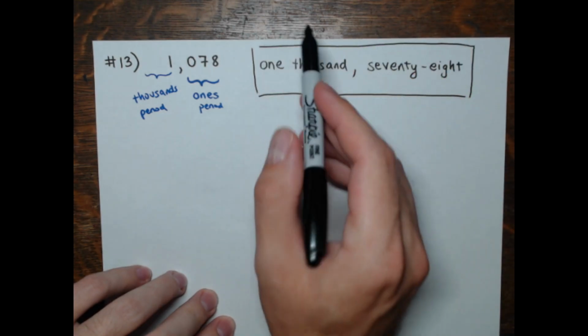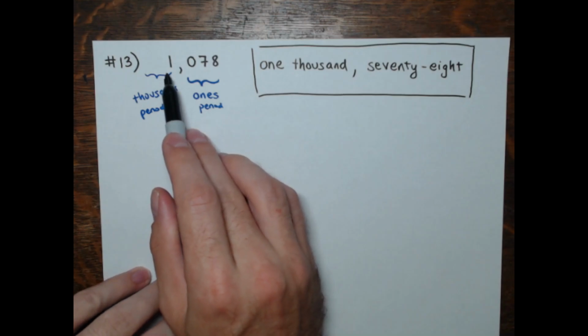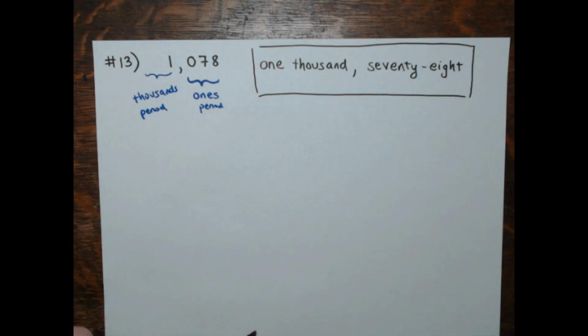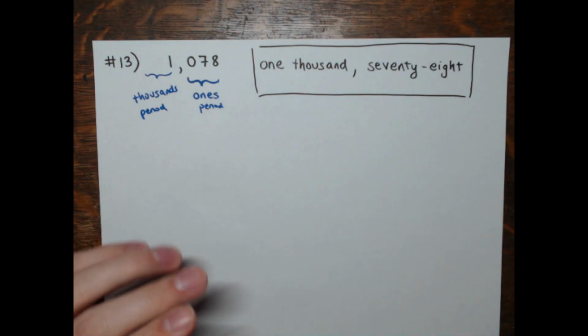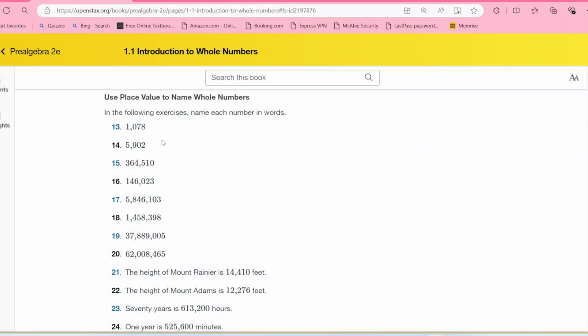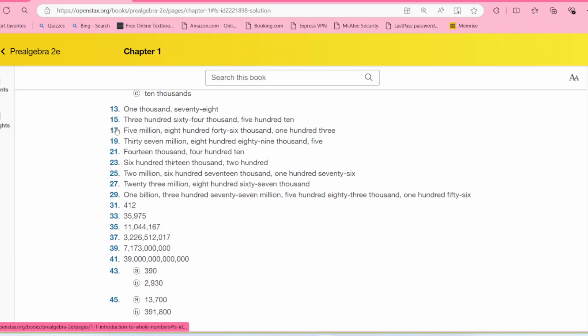The name of this number, 1,078. The end. Let's verify it, right? This is an odd numbered problem, so you can click on the link in the exercises on the odd numbered problem. It takes you to the solution set in the answer key, and you see 1,000, comma, 78 with a hyphen. All right, great.